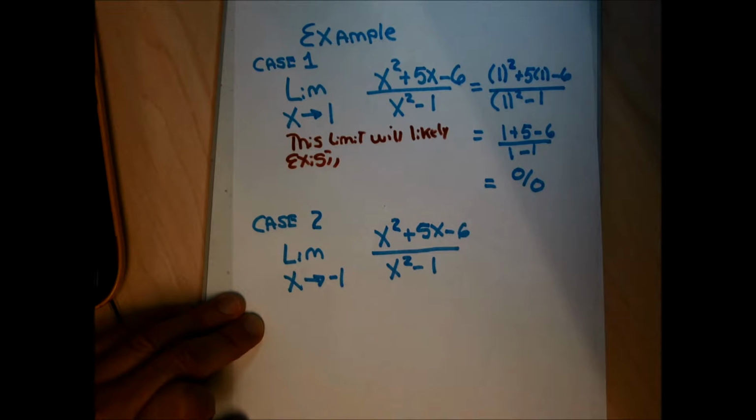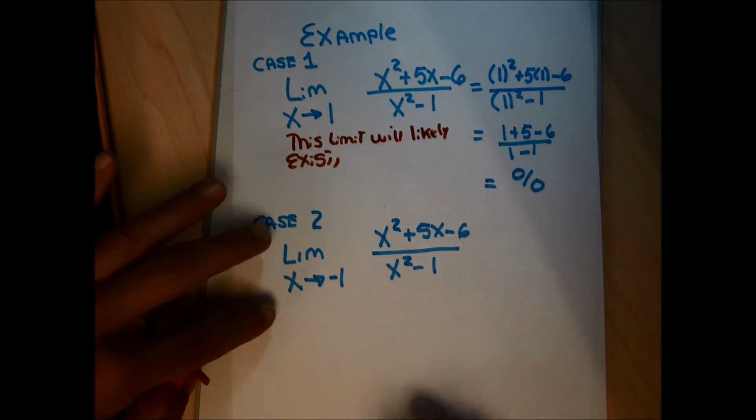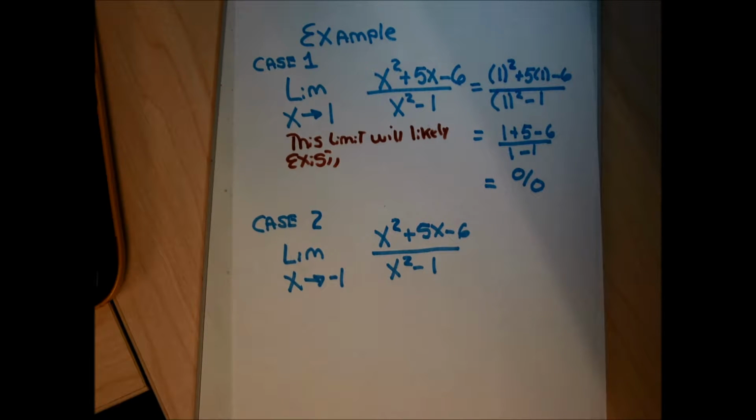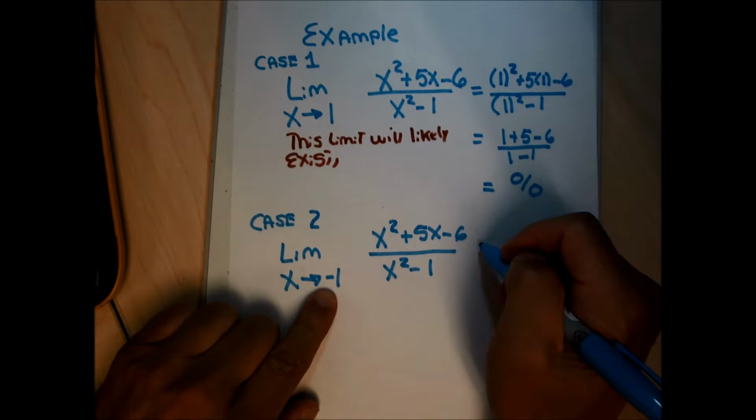And I'm going to have to do some algebra to make that limit pop out. And in this particular problem, the algebra is going to be factoring and canceling. Before I finish that problem up, I'll show you the other thing that can happen for this same fraction, but at a different value of x.